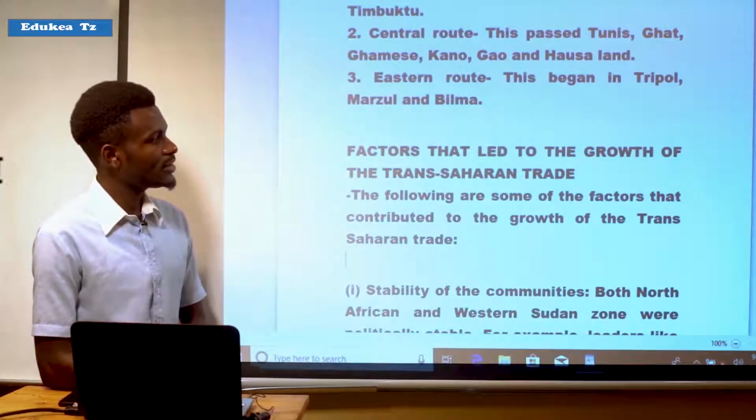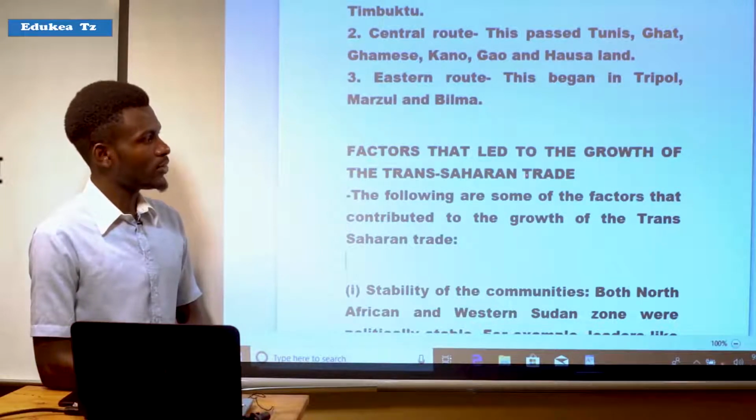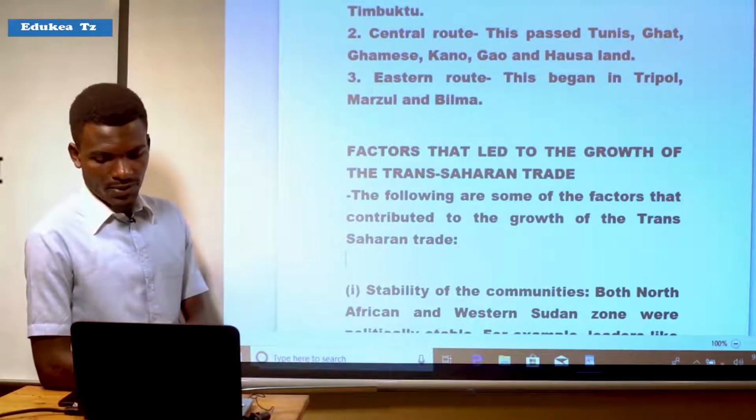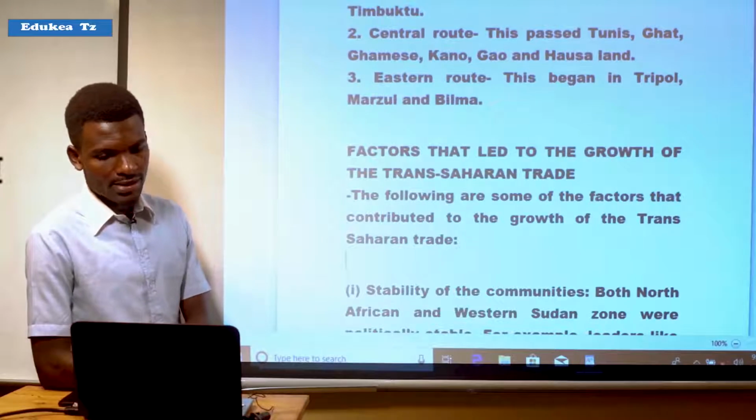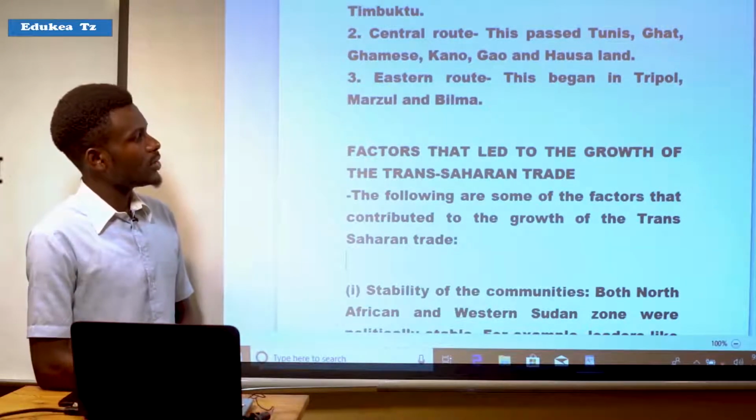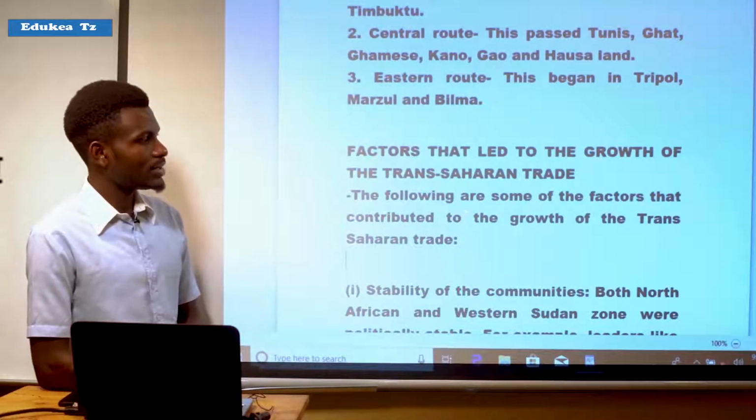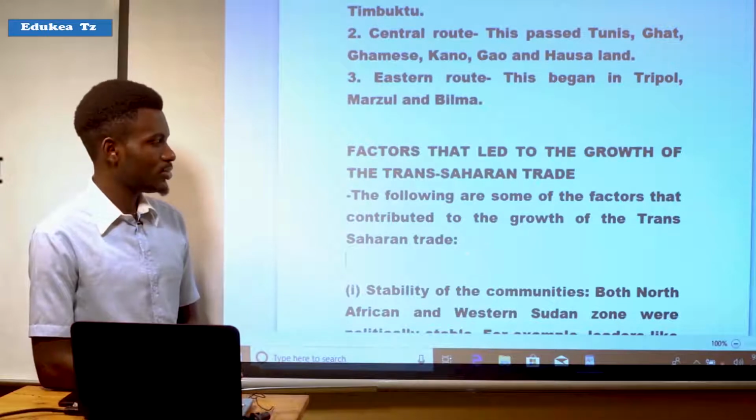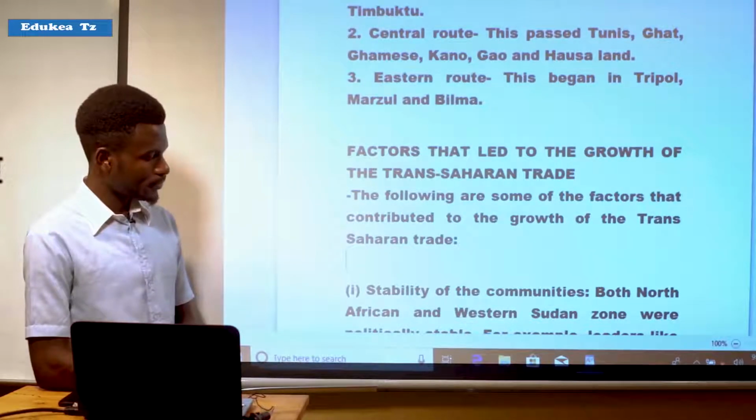So let us see the factors that led to the growth of transatlantic trade. The following are some factors that contributed to the growth of transatlantic trade, or gold trade.